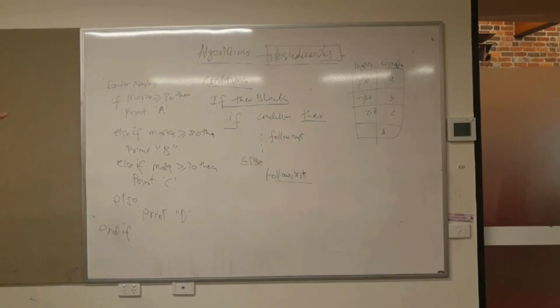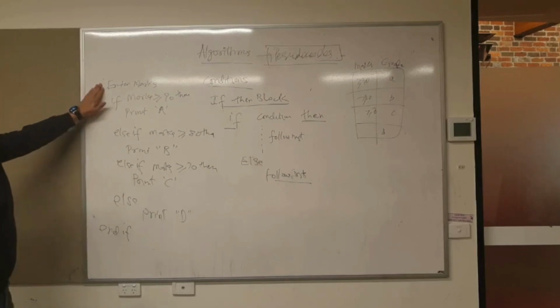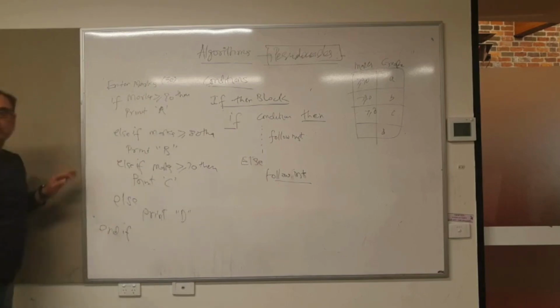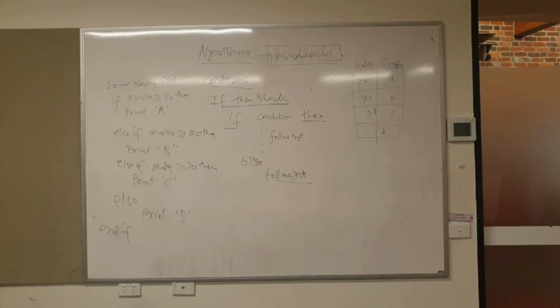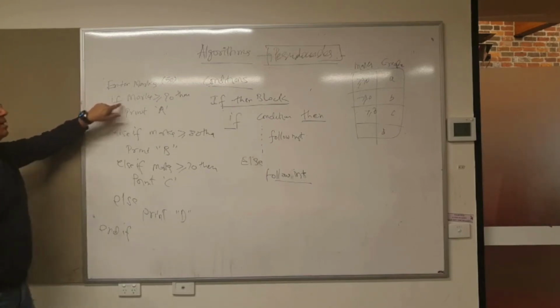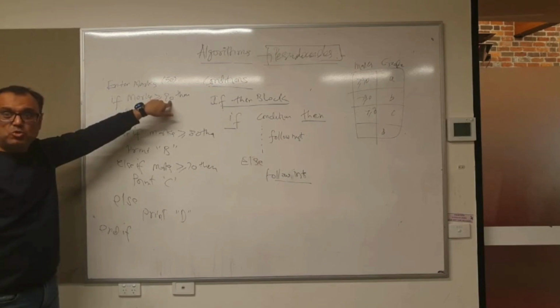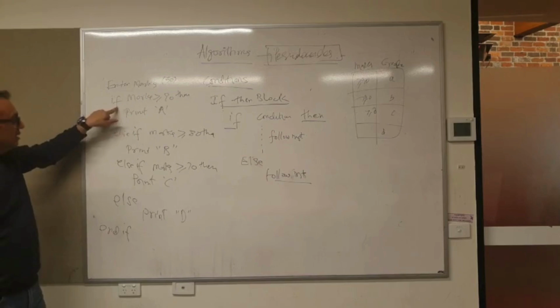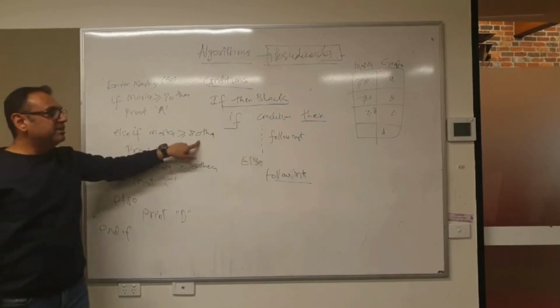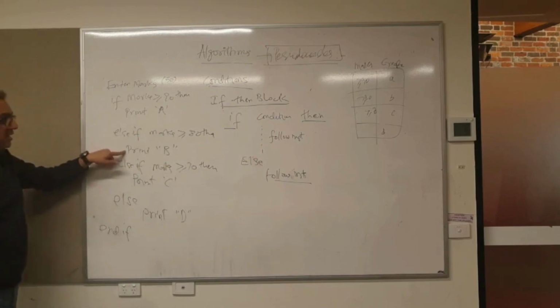Now let's see how this program is running. Let's say you've entered marks as 50 on the computer screen. Now Ryan, what will happen? It goes to this condition and says if marks are greater than 90, is this condition true? No, marks are 50. It doesn't go here. It comes to the next condition. Now it checks marks greater than 80. Sorry, no, it doesn't print B.